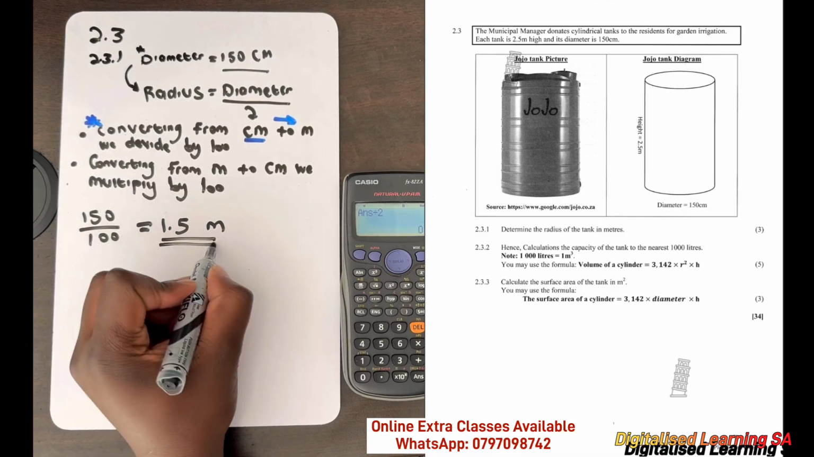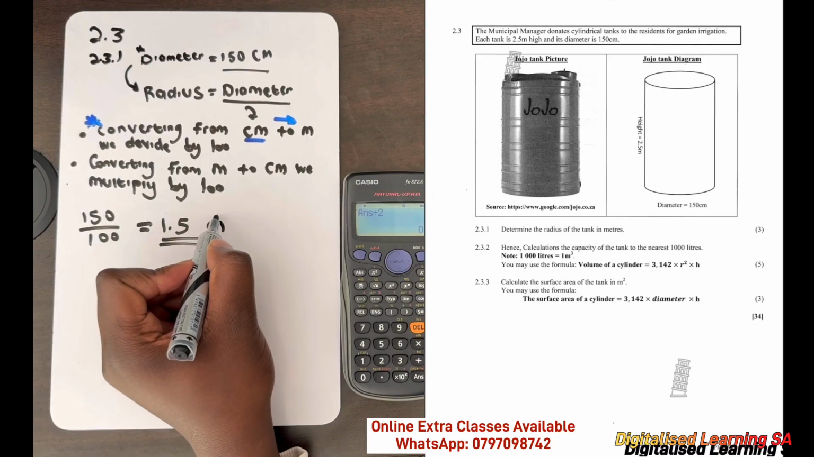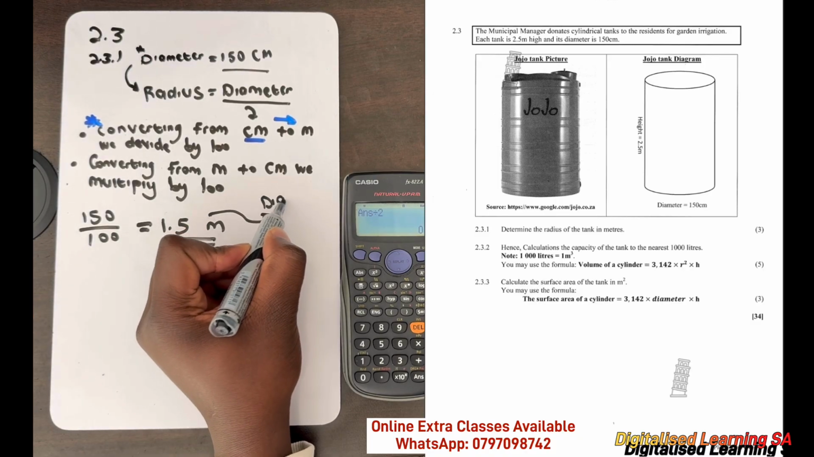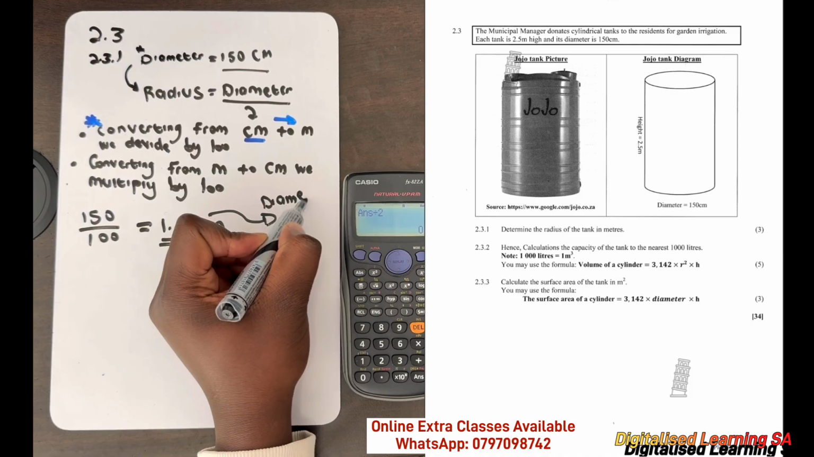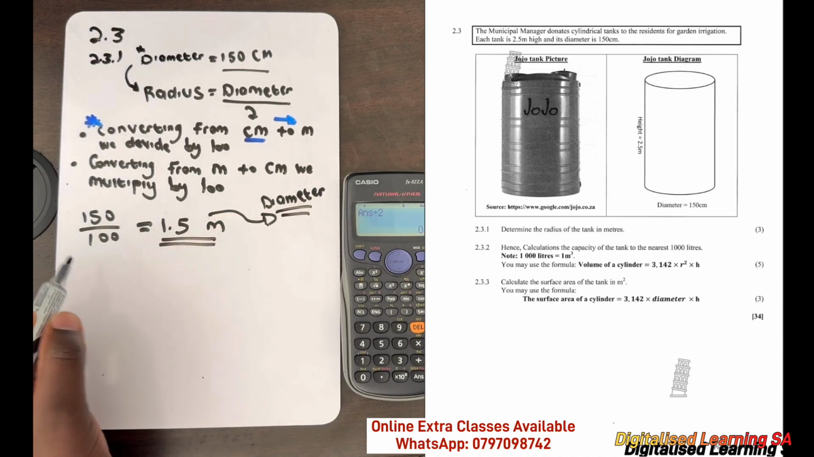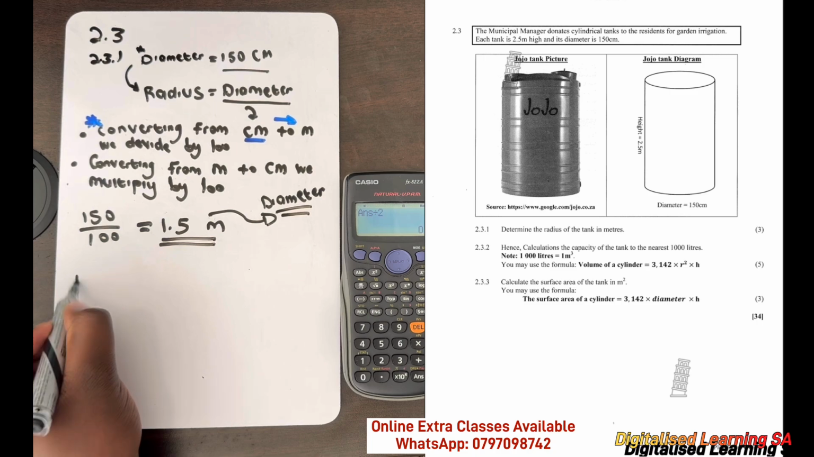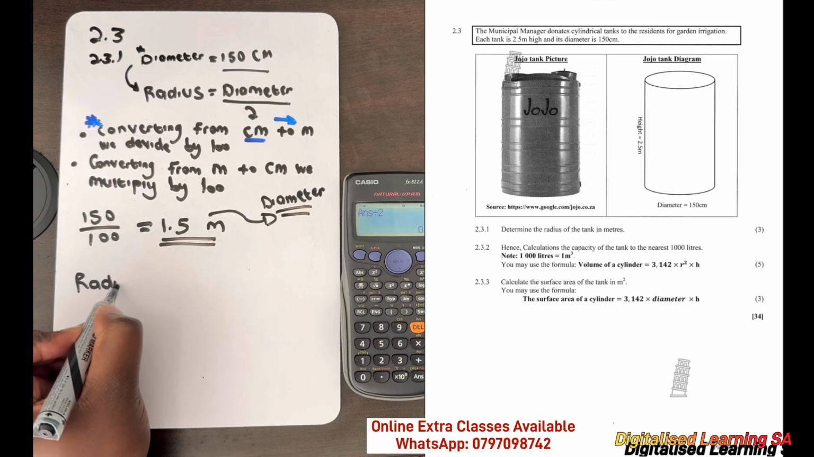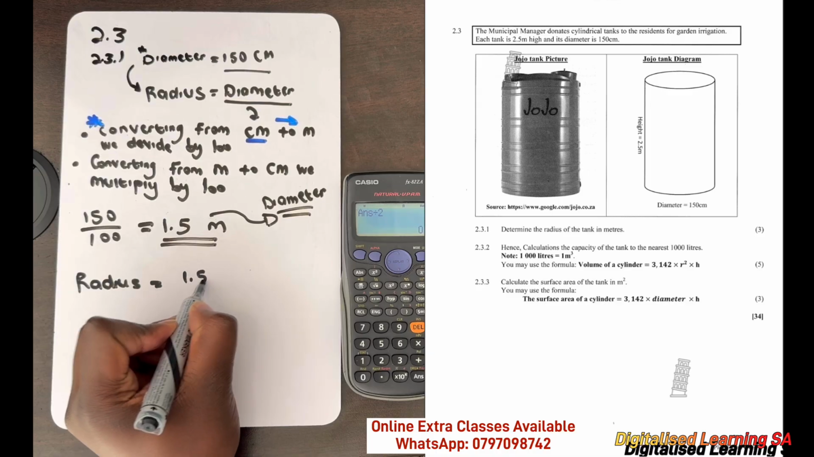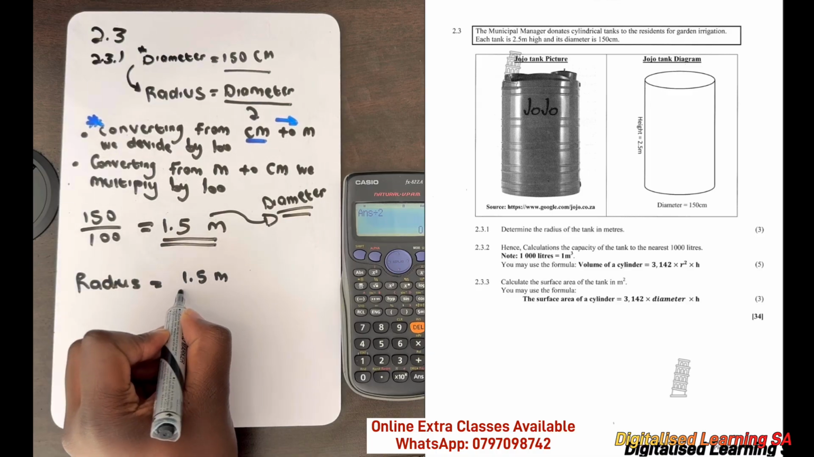1.5 meter. So this is still our diameter. And to get our radius, we take our diameter, which is 1.5 meters, and divide by 2.